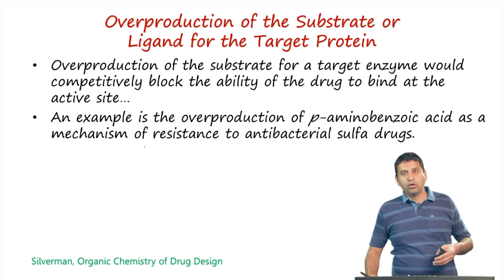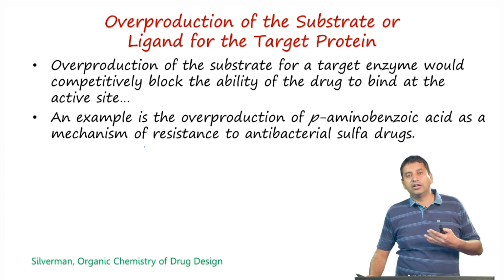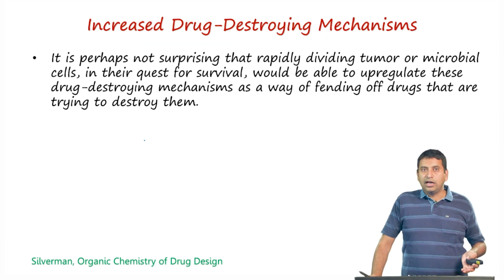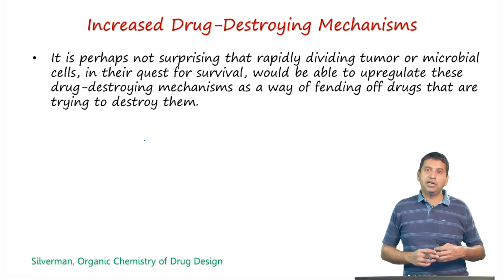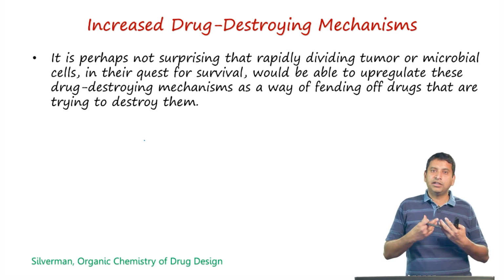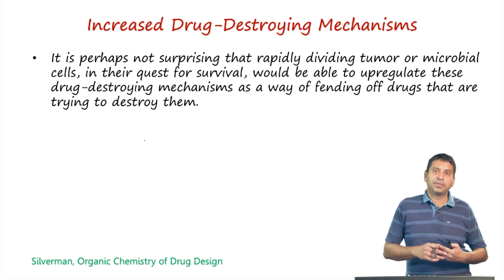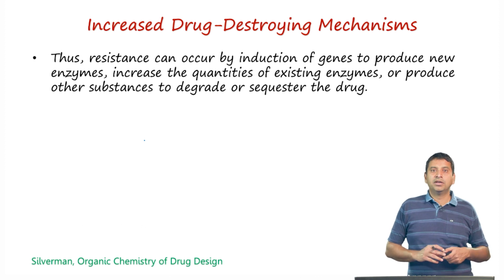An example here is overproduction of para-aminobenzoic acid, which is the substrate for the enzyme on which sulfa drugs act. By increasing the concentration of para-aminobenzoic acid, the bacterium becomes resistant to sulfa drug. You can also have increased drug destroying mechanisms. When you have rapidly dividing tumors or microbial cells, they want to survive, and so they would upregulate these drug destroying mechanisms as a way to fend off the drugs that are trying to destroy them. This is something that can occur in these organisms.